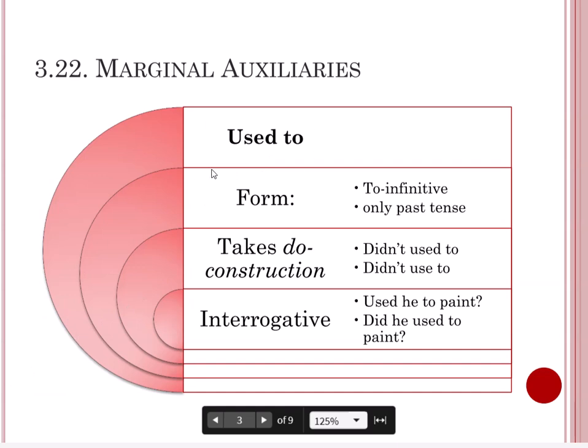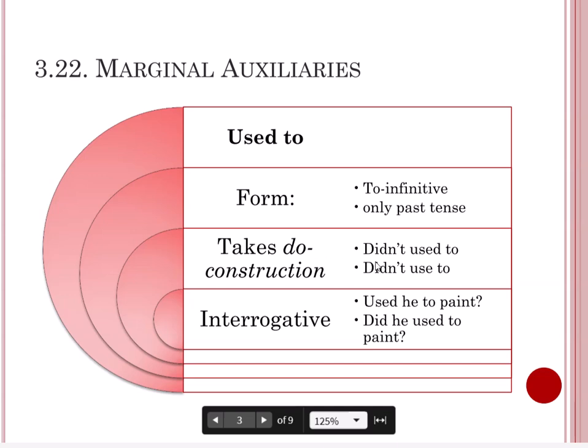So the first one is the verb used to, and the features are, in terms of the form, they are followed by to infinitive, and they are used only in past tense. In this context, I'm telling you that they are used only in the past tense because there are other forms that are used in present tense. We're not talking about those types. So in this resource specifically, we're using the verb that is used only in the past tense. It is followed by to infinitive. It might take the do construction or not.